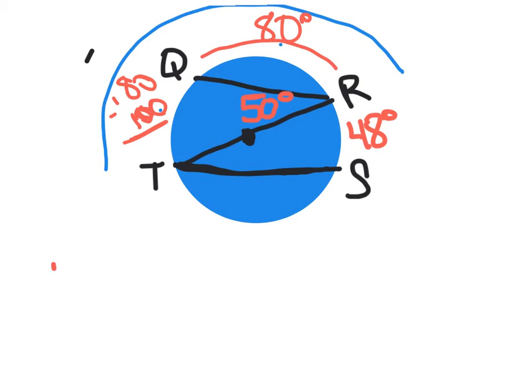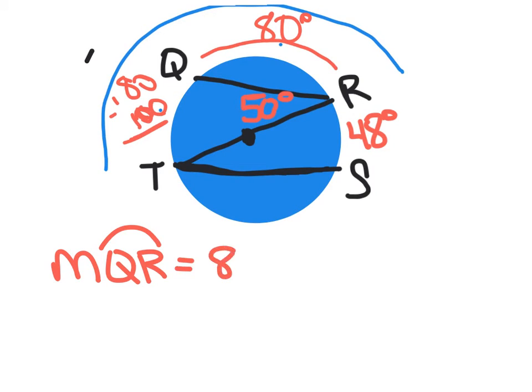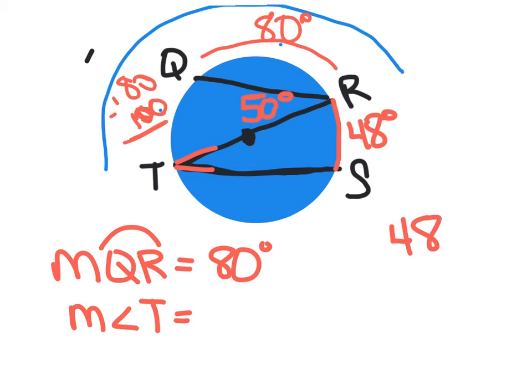So that's the first thing they are asking for. The measure of arc QR equals 80 degrees. Now the next thing they're wanting us to solve for is the measure of angle T. So if I look at angle T right here, it is opening up to this arc RS. So to get an angle, you got to take the arc that it opens up to and divide it by 2. So 48 divided by 2 is 24 degrees.